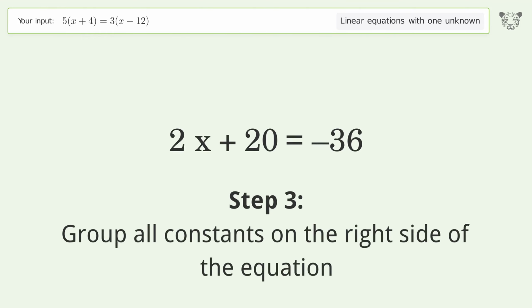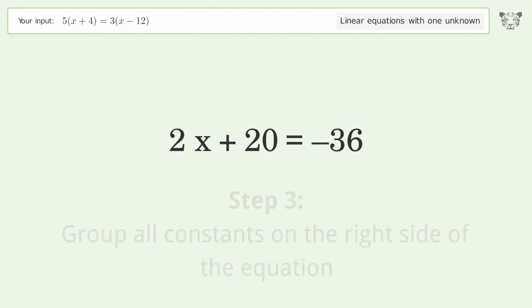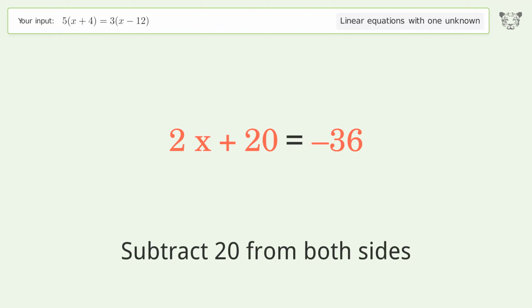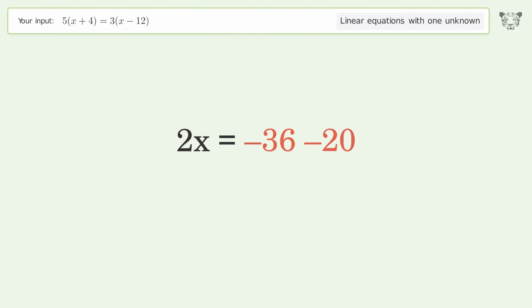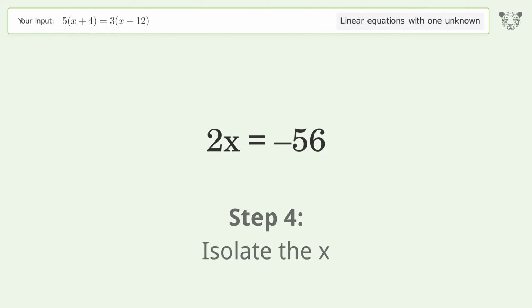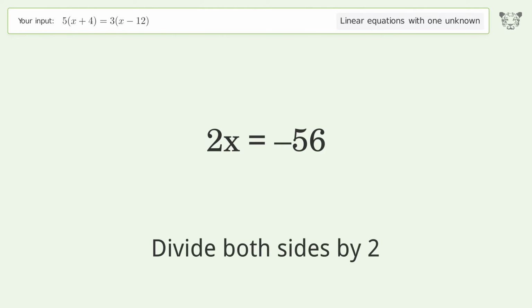Group all constants on the right side of the equation. Subtract 20 from both sides. Simplify the arithmetic. Isolate the x. Divide both sides by 2.